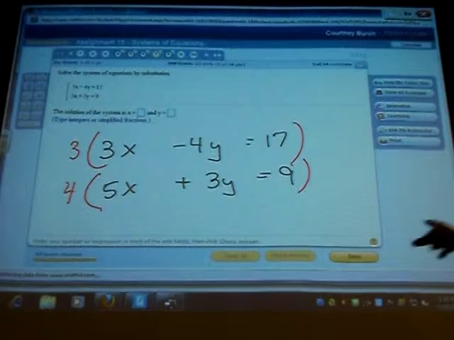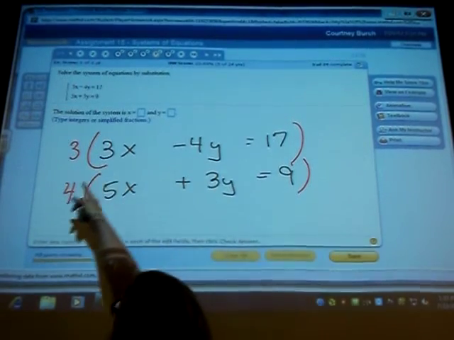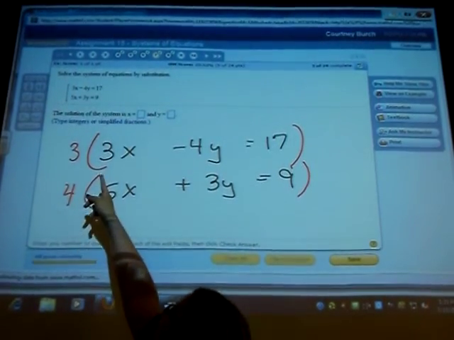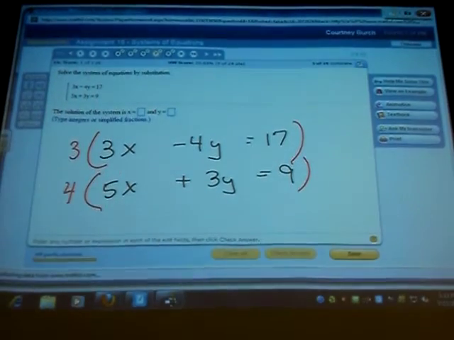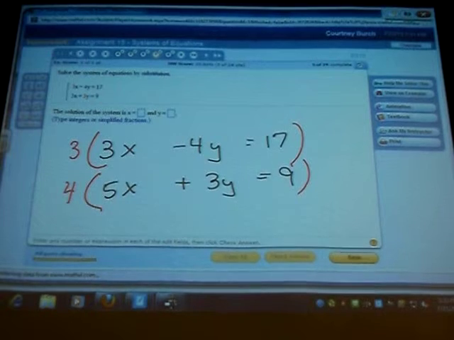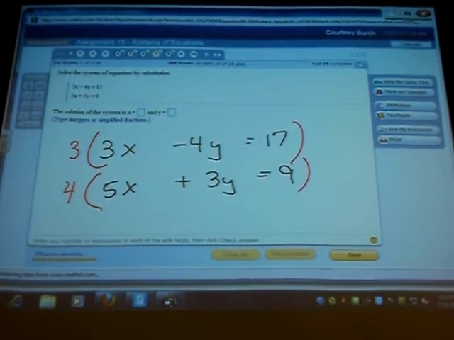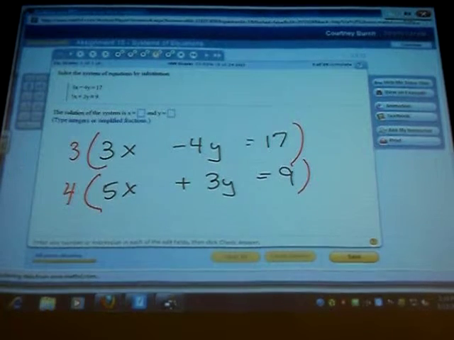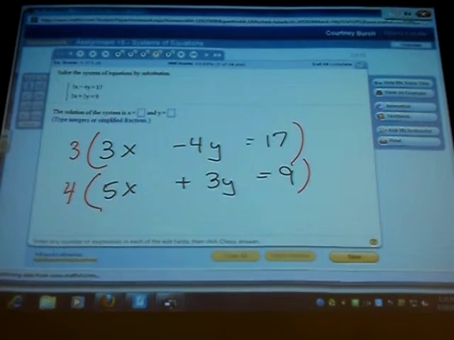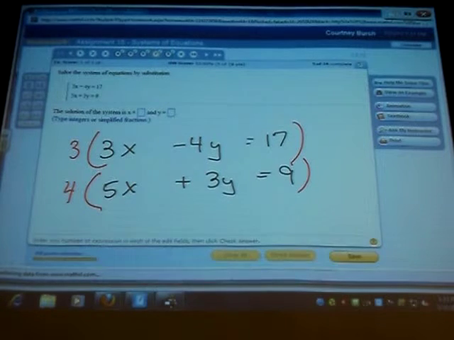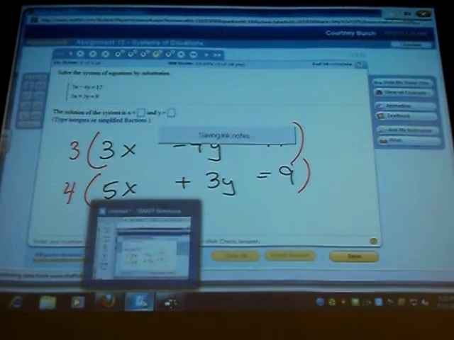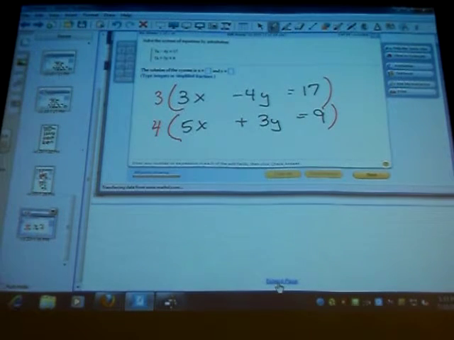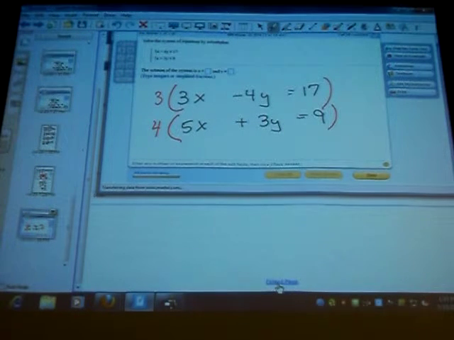Now you see how I kind of reversed my numbers here? I took the 4 and multiplied the second equation by 4. I took this 3 and multiplied the first equation by 3. The coefficients kind of reverse. That always works. If you can't figure out what to do, just reverse the numbers in front of your x's or y's. Now you have to multiply the entire equation.